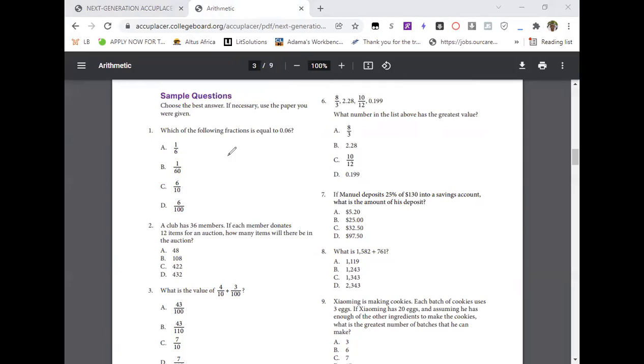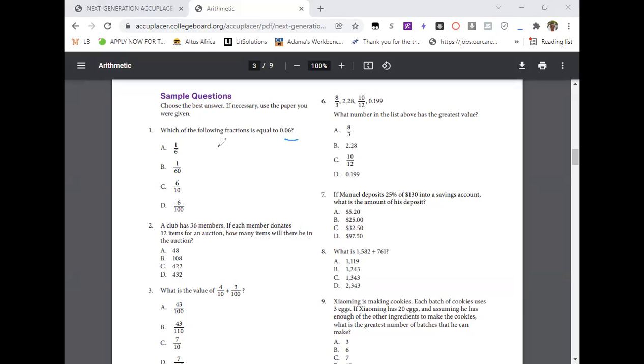The very first one. It says which of the following fractions is equal to 0.06. So the first thing you have to do here is take each fraction and then do the division. That's it, as simple as that.